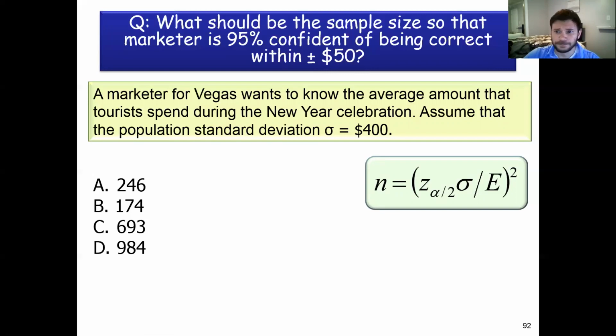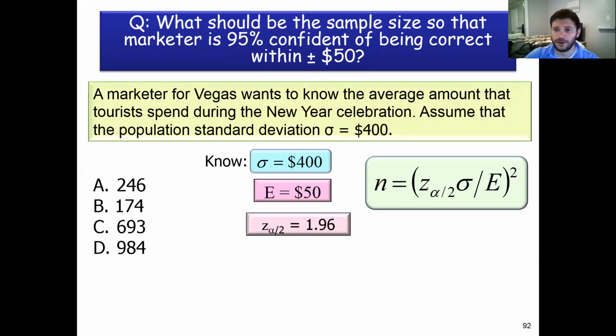Okay, so again, the first thing I have to figure out is what is the z-value, the number of standard deviations away from the mean that define the upper and lower bounds of the confidence interval. And for a 95% confidence level, that corresponds to a z-value of 1.96 right over here.